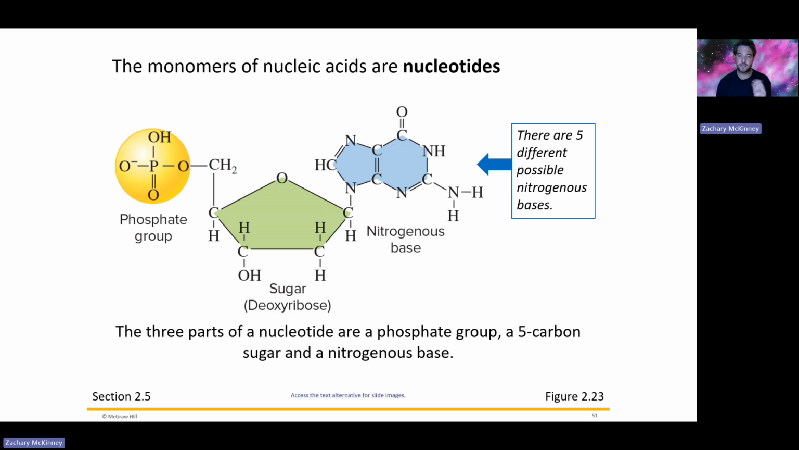So the sugar and the phosphate stay the same. It's this nitrogenous base. There's different options. And each one of those is going to give the nucleotide a special kind of function within that. So be familiar with these.